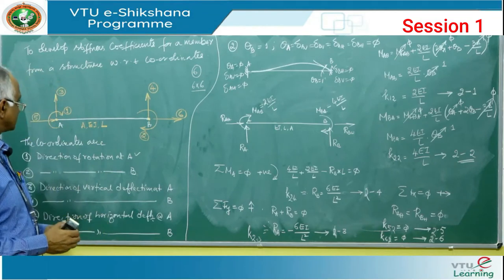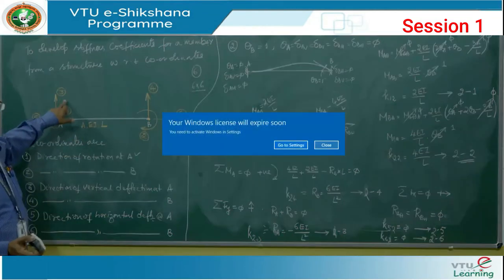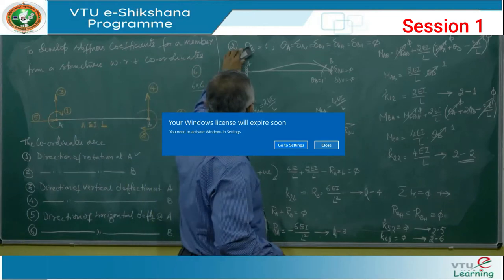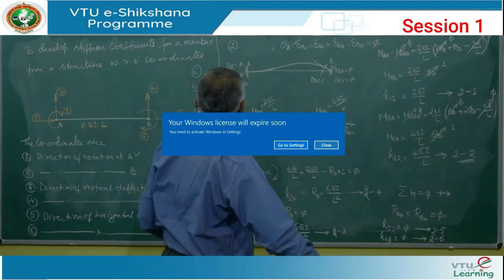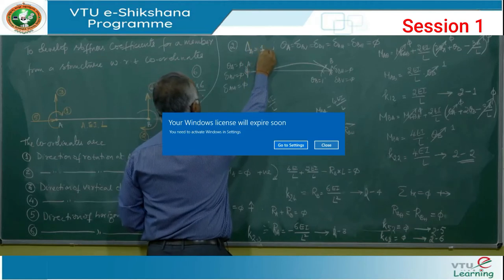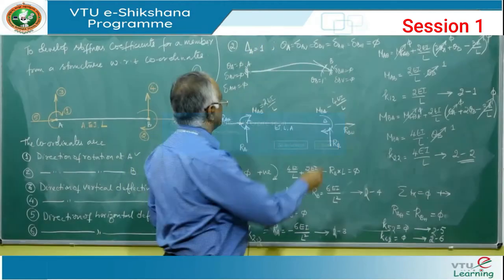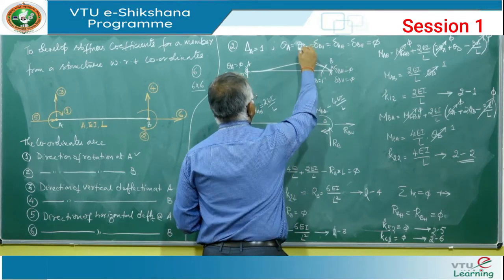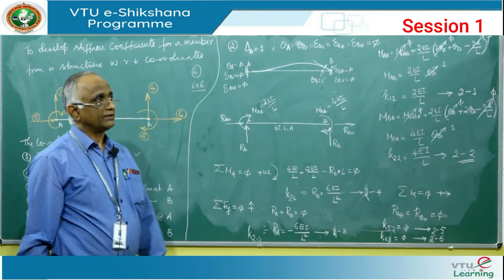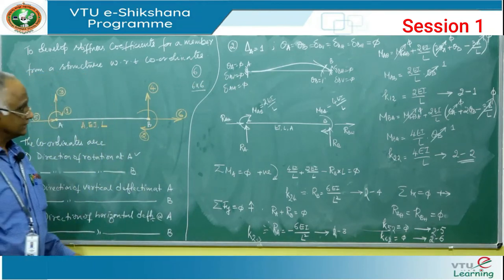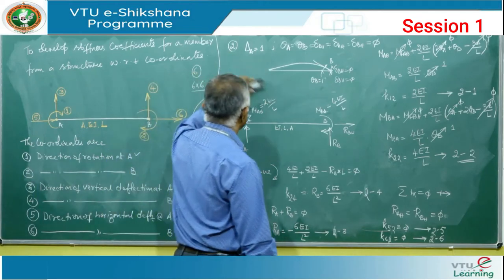Let us move to the third coordinate. Which is the third coordinate? That is the vertical arrow there. So what does this indicate now? It means your delta A equal to 1, and theta A, theta B, delta BV, delta AH and delta BH, all of them are 0. How to represent this now?